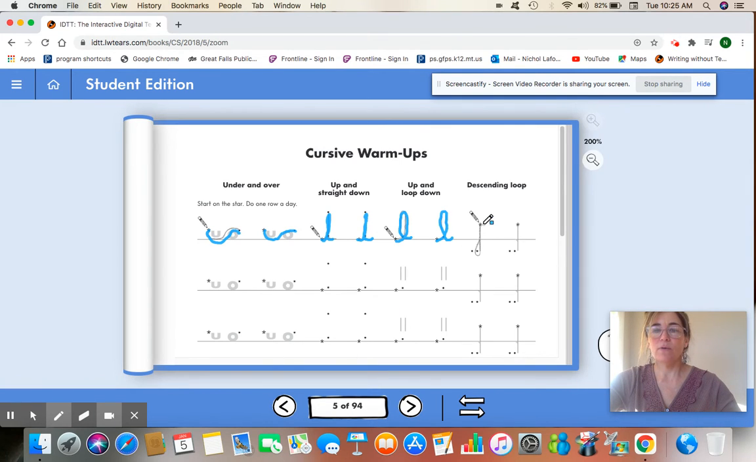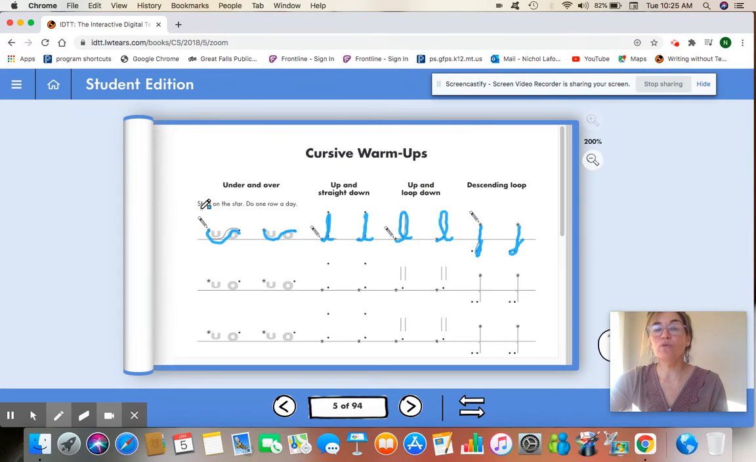All right, here we go. Star, top. We're going to go down and around. Descending loop. Start at the star, down, descending loop. Okay, stop there.